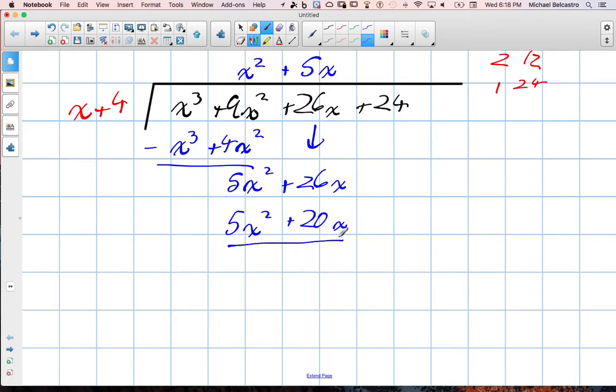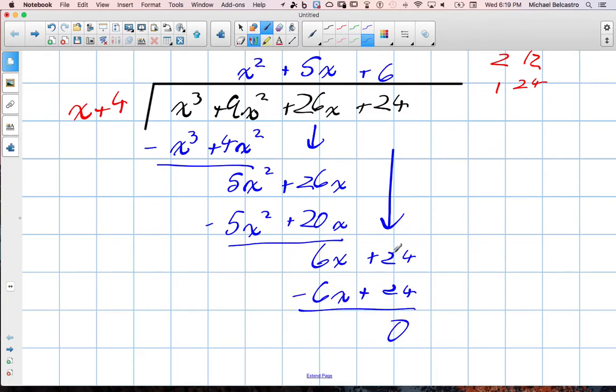I thought it had to equal 26, and I was like, wow, that's not right. No, on the other one it won't, because it keeps coming down. So after we subtract, we bring down our 24. Plus 6, and then 6 times 4 is 24. 6 times x is 6x. Both positive. Subtract. Boom. 0. Great. Because it is remainder 0, we know that that actually worked.